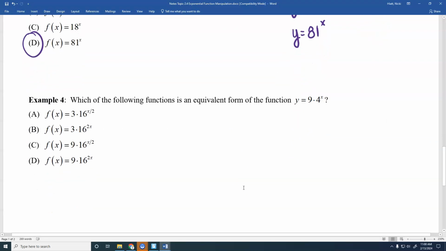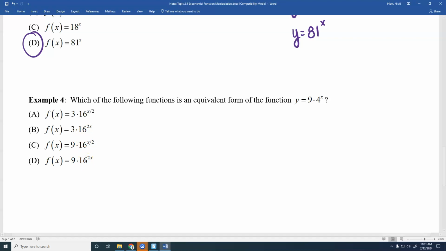All right, 4 is harder because 4 was not set up that same way, right? We don't have like 4 to a 3x or something where we can break it down. To me, this one is more difficult. This time, it looks like all the bases turn to 16, right?